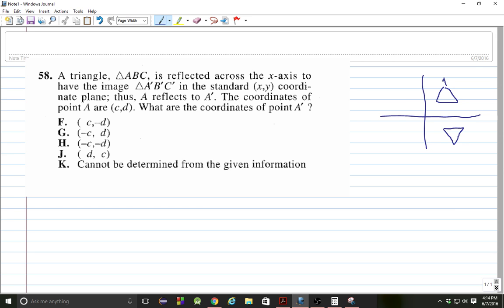So this is A, this is B, this is C, and this is A prime, B prime, C prime. Okay, so what are the coordinates of A prime? So the coordinates of point A is c, lowercase c, comma, lowercase d. Do not confuse this with the capital angles.